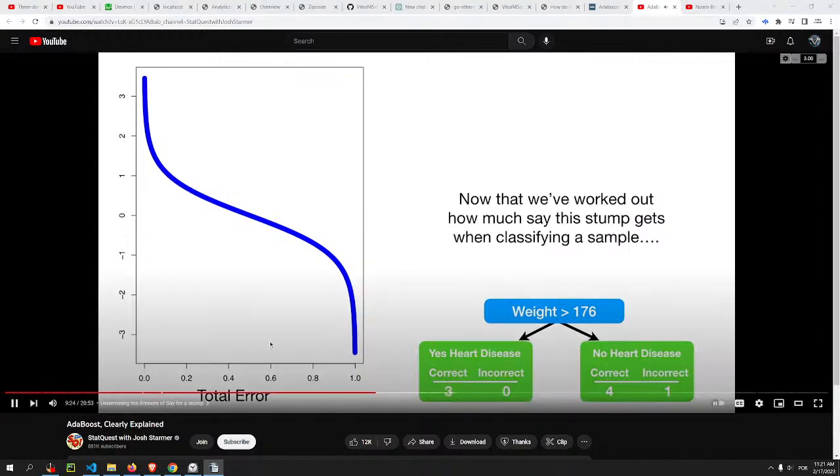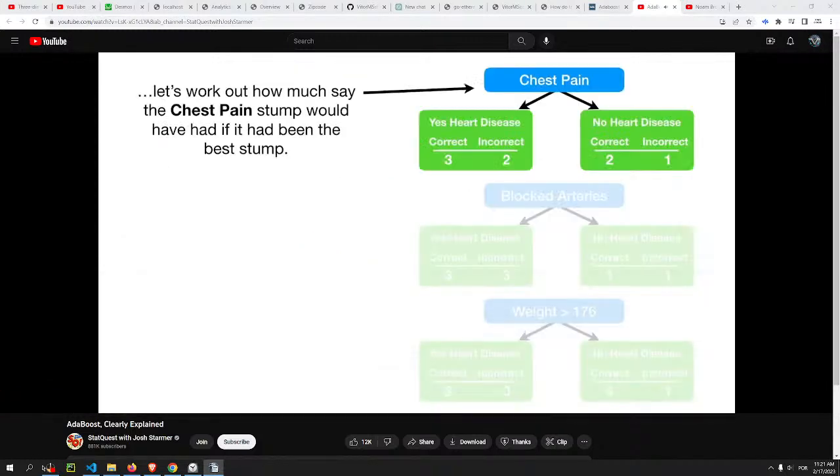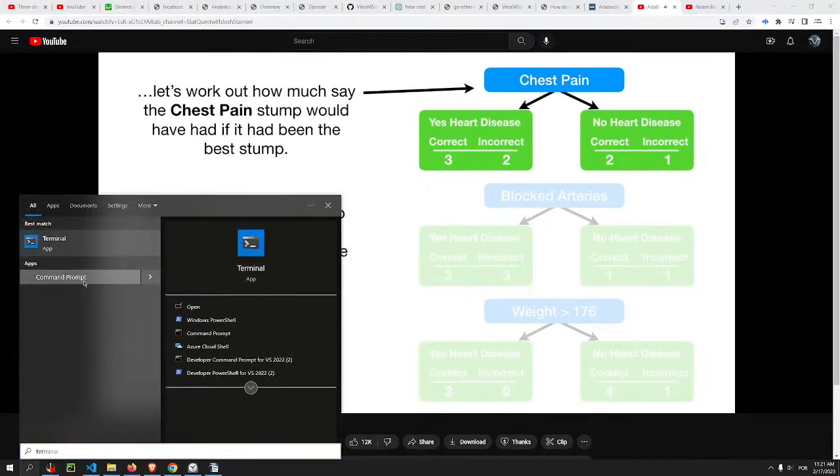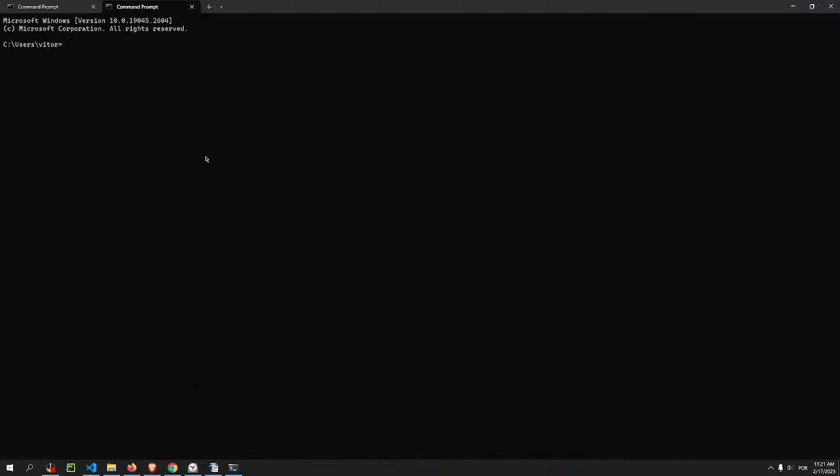Bam! Now that we've worked out how much say this stump gets when classifying a sample, let's work out how much say the chest pain stump would have if it had been the best stump. Note, we don't need to do this, but I think it helps illustrate the concepts we covered so far. Chest pain made 3 errors, and the total error equals the sum of the weights for the incorrectly classified samples. So the total error for chest pain is 3/8.